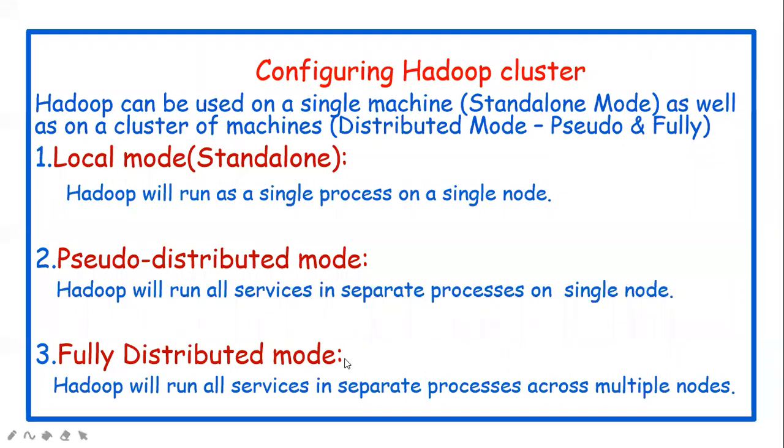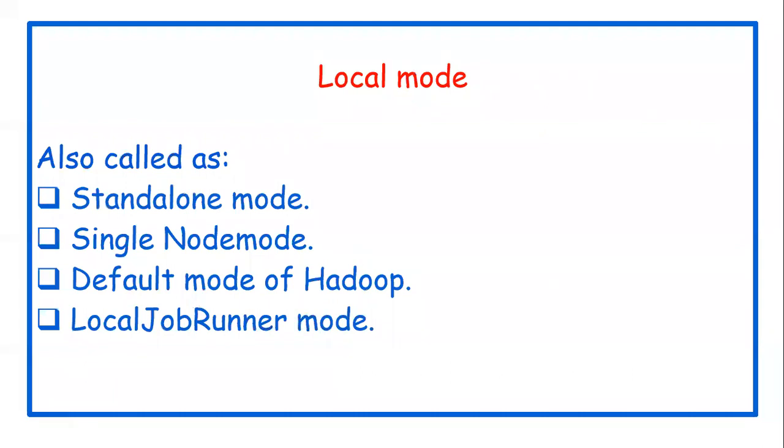Next is fully distributed mode. Everything is fully distributed. We can use HDFS, we can use multiple nodes, and we can run many separate processes across the multiple nodes. That is the difference between local mode, pseudo mode, and fully distributed mode.